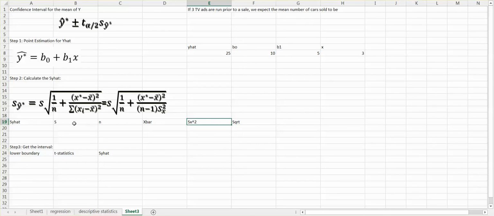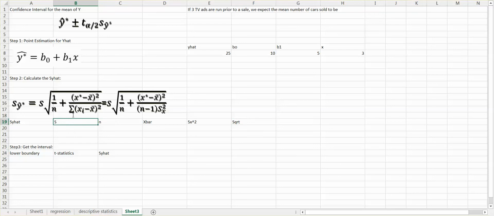And then once we know the 4 elements, we can calculate what happened inside of the square root and the times s, and we will get our s y hat. So now let's find the standard error.